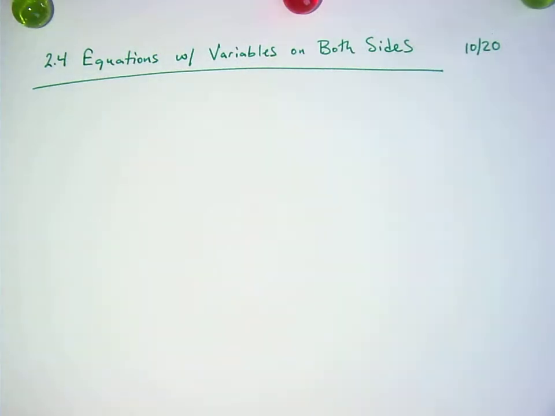All right, let's get going here. Today's lesson is 2.4, equations with variables on both sides.